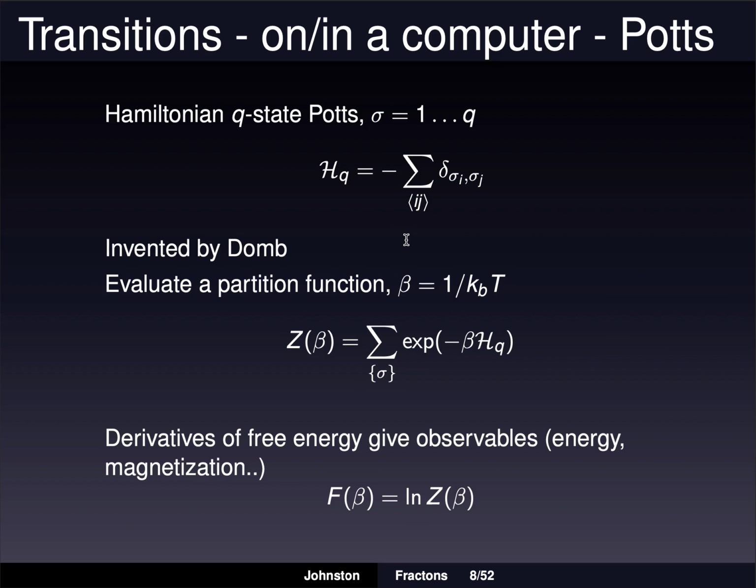And the game, both for the Ising model and the Potts model, and our 3D Plaquette Ising model, is to evaluate a partition function and then to see how this partition function behaves as we vary an external parameter, such as the temperature here. The derivatives of the free energy, which is the logarithm of this partition function, give the things that we would observe in a simulation or in real life. Energy, magnetization, perhaps polarization in different sorts of models.